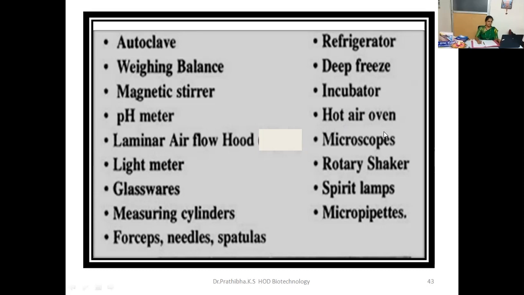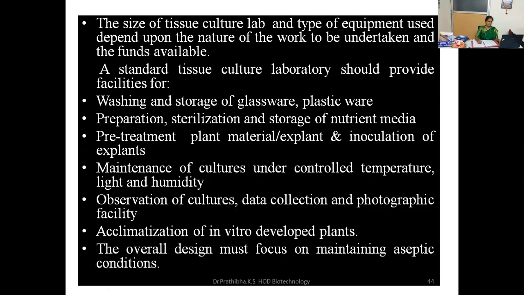Microscopes you require for the observation of cells, tissues, and flower parts. At that time you need the microscope. Then a rotary shaker is needed during cell suspension culture, and the spirit lamps come under flame sterilization. We need the spirit lamp in the laminar airflow chamber. Then we need micropipettes to add growth regulators in microliters. So these are some of the very important tools which we require in plant tissue culture.